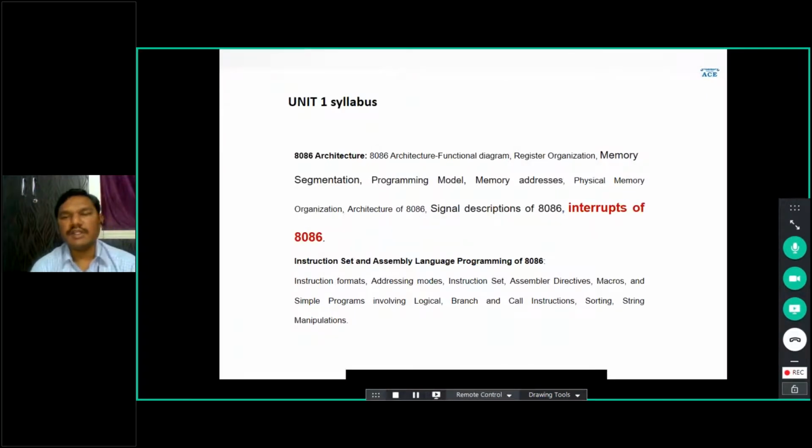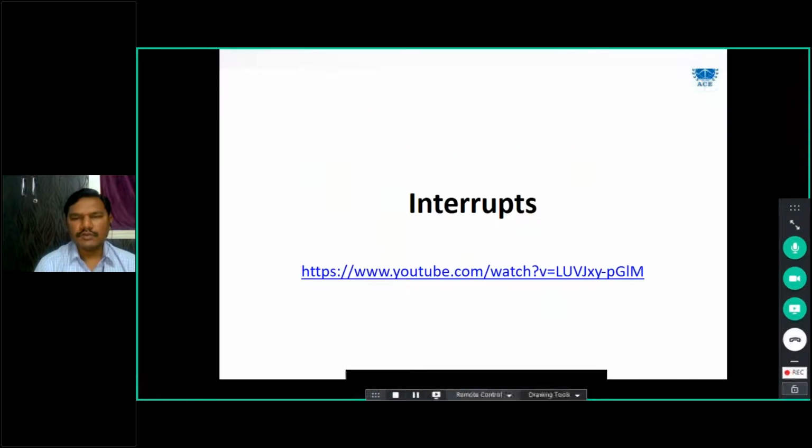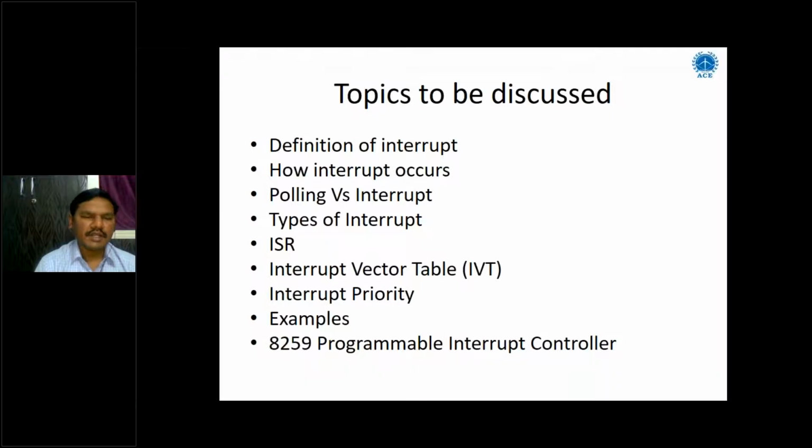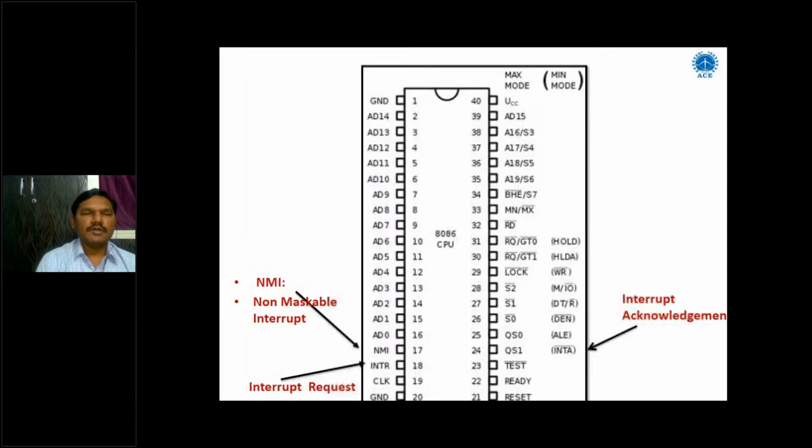So today's topic is the interrupts of 8086. This is a very important topic in real life also. These are the topics to be discussed. What is the definition of interrupt? How interrupt occurs? Polling versus interrupt. Types of interrupt. Interrupt service routine or register. Interrupt vector table. Interrupt priority. Examples. And 8259, the programmable interrupt controller. So these are the topics.